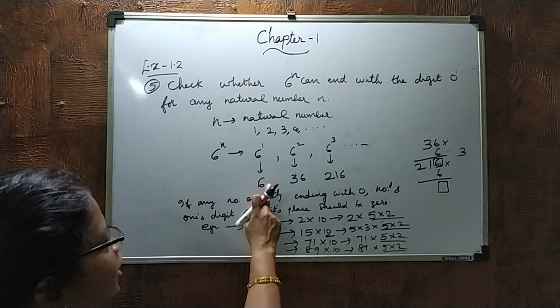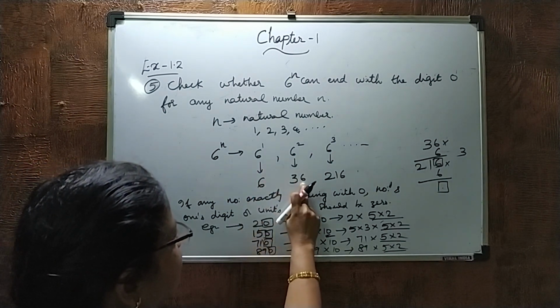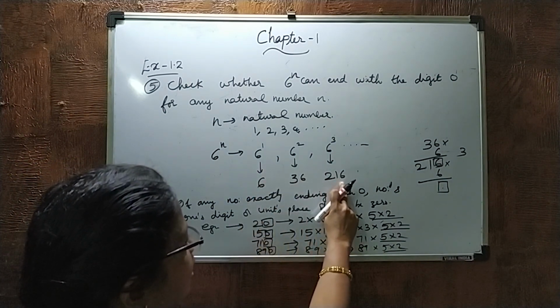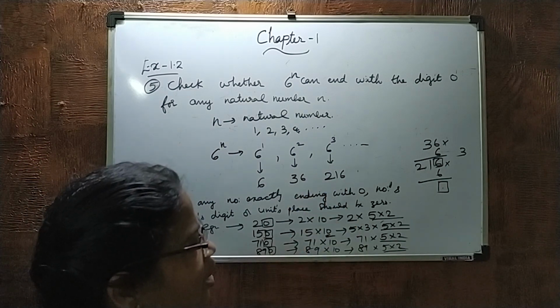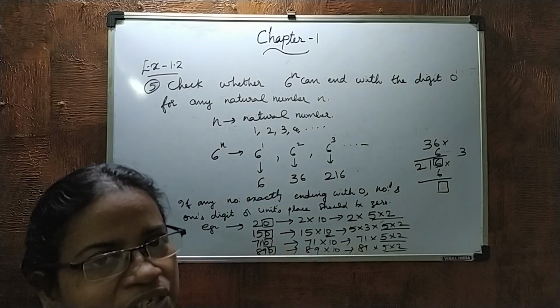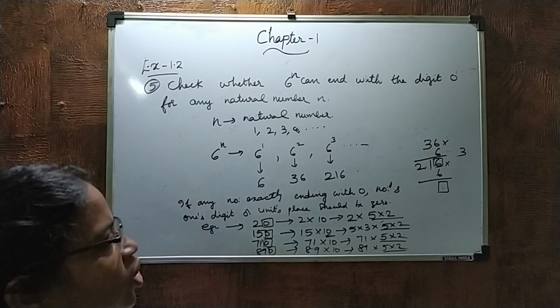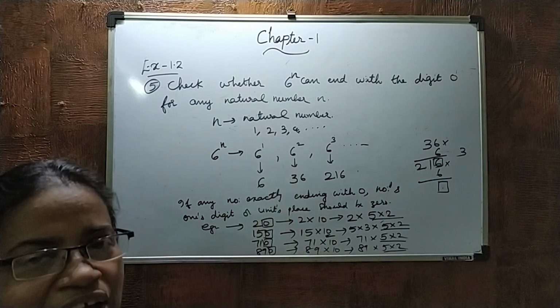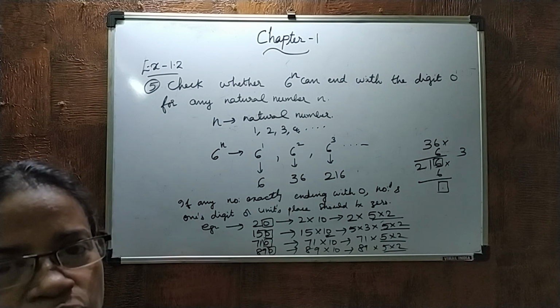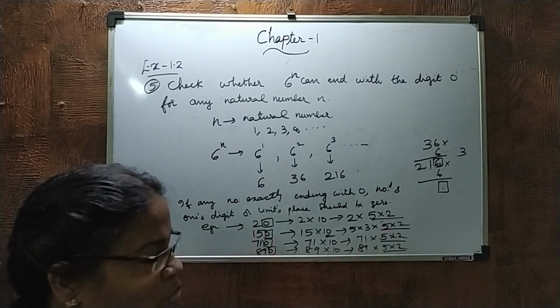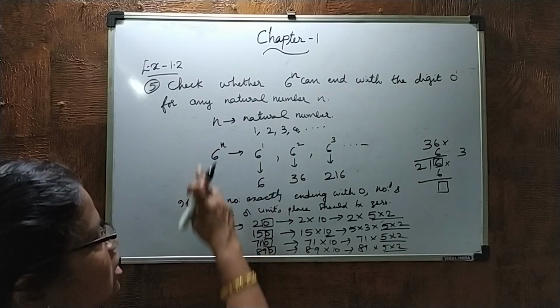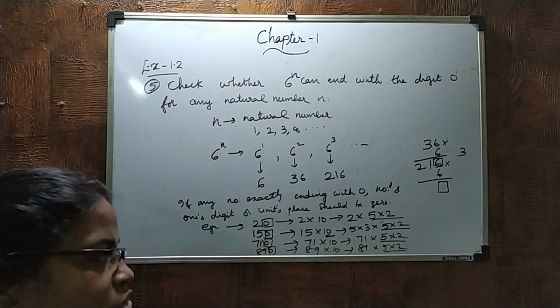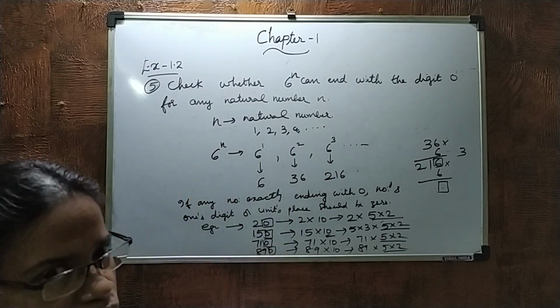So here, just look. Here it is 6, 36, 216. When you factorize, what will happen? It will be 6 into 6 into 6. And there is no 5. And here it is 6 raised to n. How will you factorize 6 raised to n? It is 3 into 2. Is there 5 into 2 for 6 raised to n? No. These are the examples I wanted to tell you.